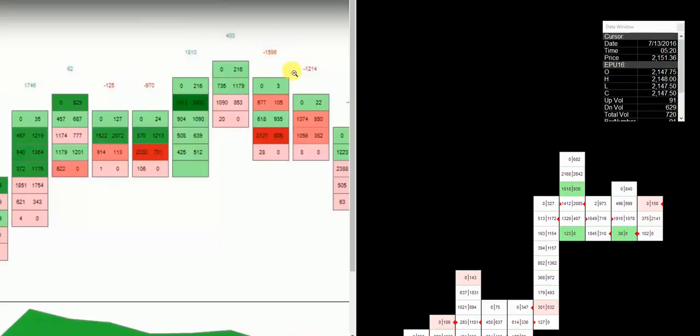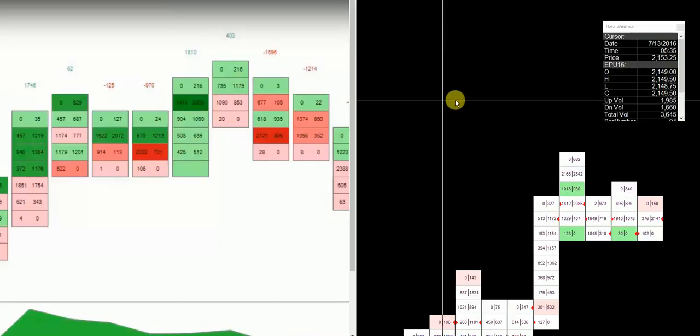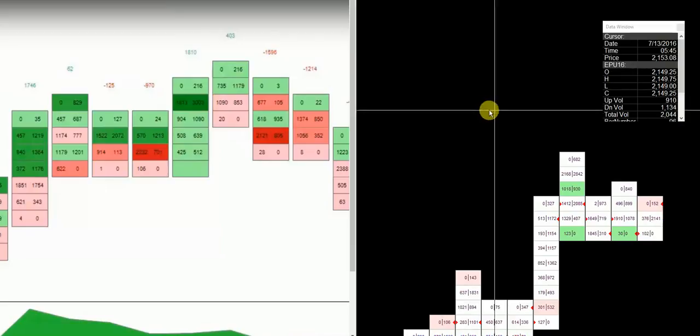However, for the multicharts.net, I am not asking for the net delta. What I want to show is the up-down volume, as you see that I'm circling it here.